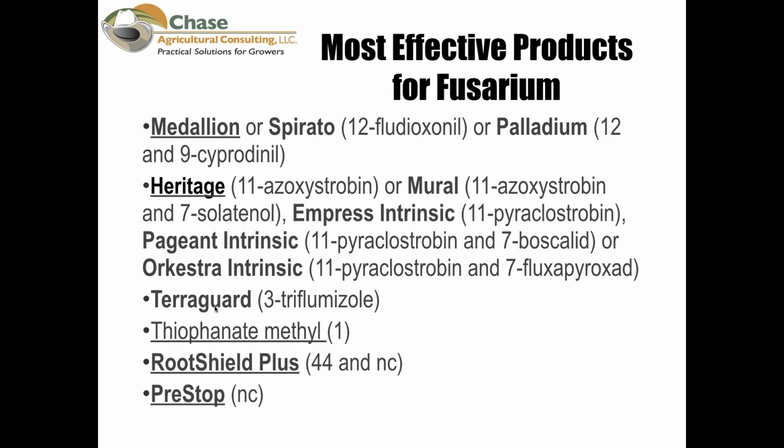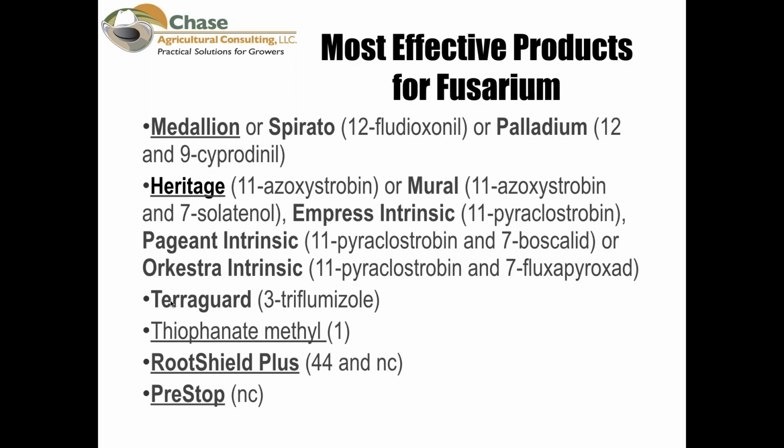So you've got Heritage, TerraGuard, also a very good product for Fusarium. Thiophanate-methyl, that's Senator again, and then RootShield Plus and PreStop. This is it. If you insist on doing treatments for Fusarium instead of fertility and sanitation, this is what you have. You can definitely do some rotations.